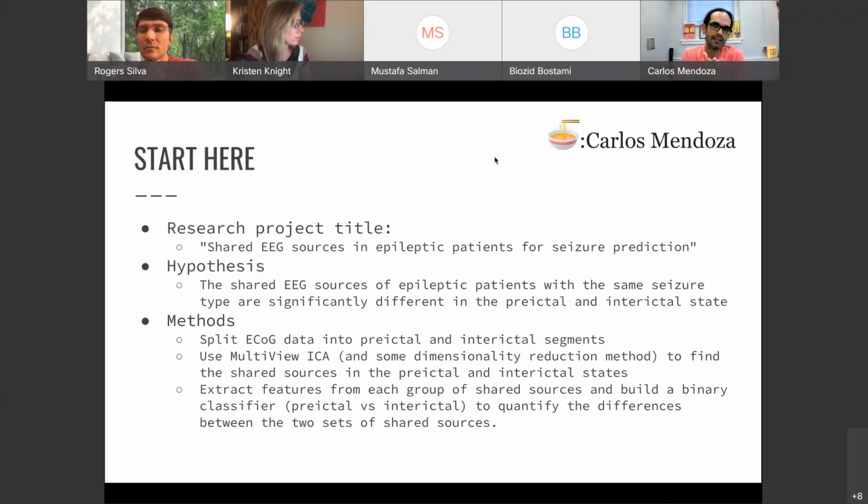And the other thing is that maybe the sigma parameter that is used in Multiview ICA could also be different. I will guess that the sigma parameter will be higher in the interictal phase if we were to use this group level ICA with Multiview ICA.